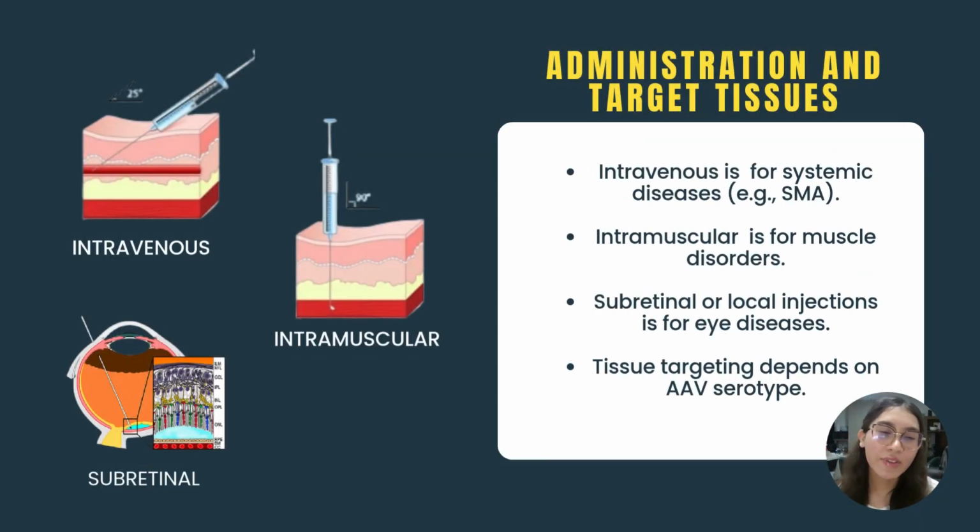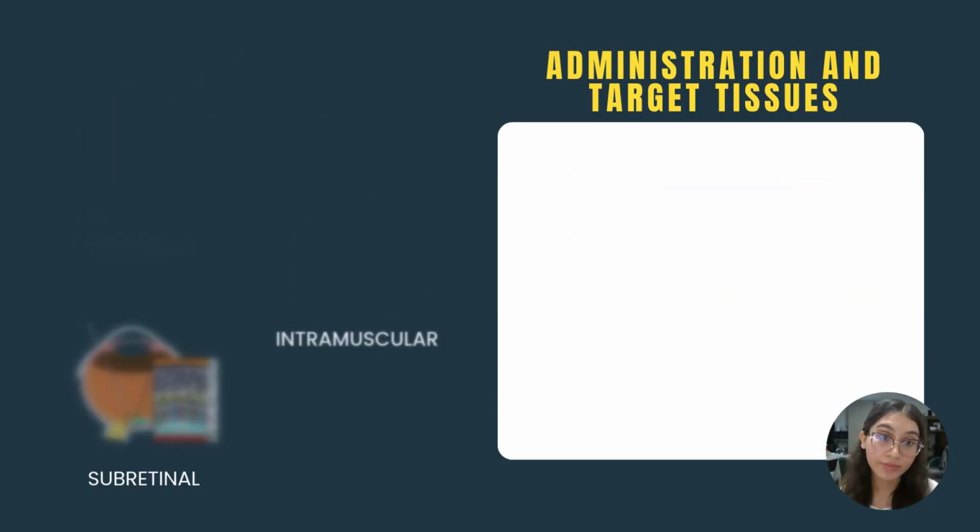So AAV vectors can be delivered in different ways depending on the disease and the target tissue. They can be given intravenously to reach the liver, heart, or nervous system, intramuscularly for muscle disease, or injected directly into specific organs such as the eye or brain. This flexibility allows AAV to deliver genes precisely where they are needed. Because AAV is safe, it produces long-term gene expression in target cells efficiently. It has become one of the most powerful and reliable tools for treating genetic disorders today.